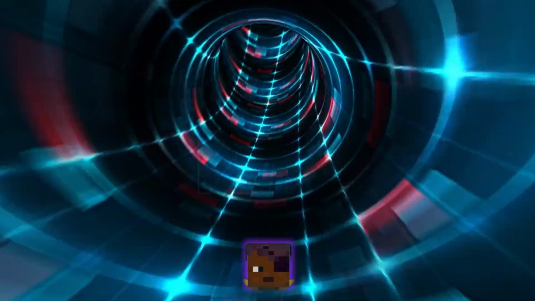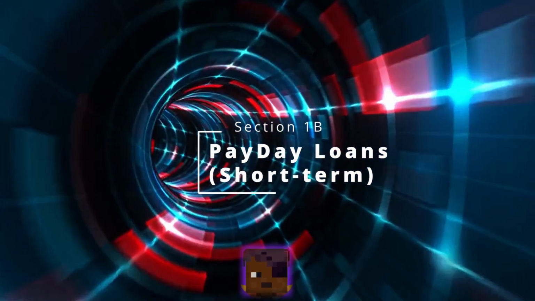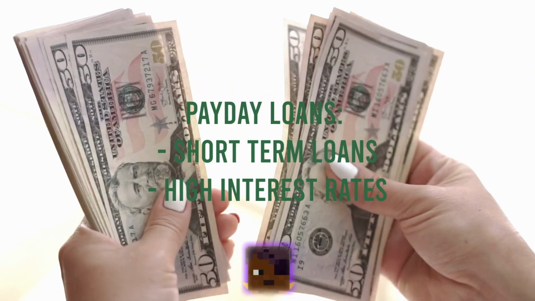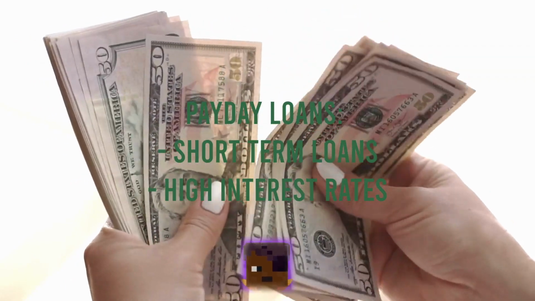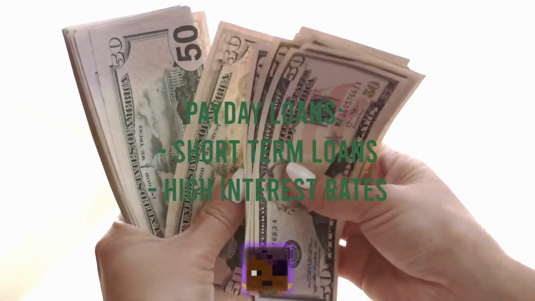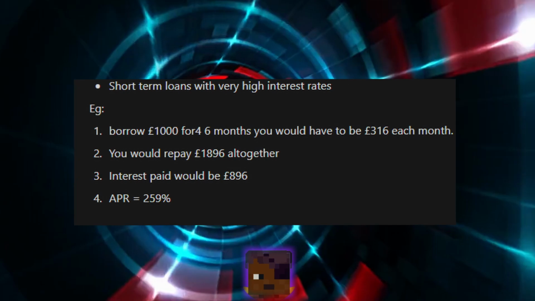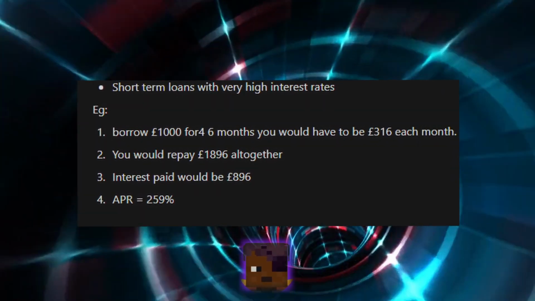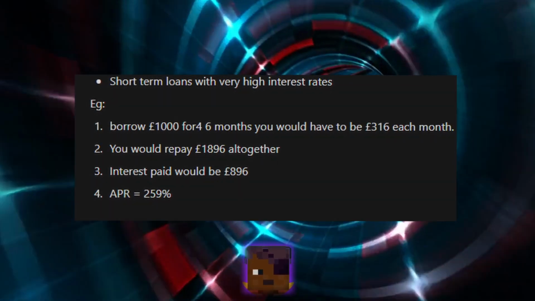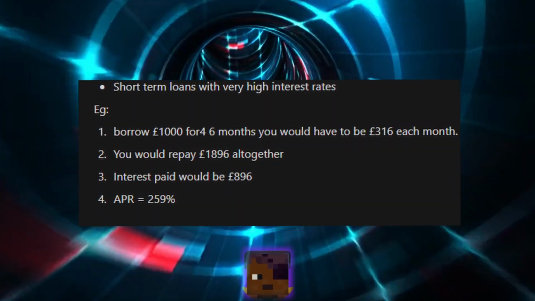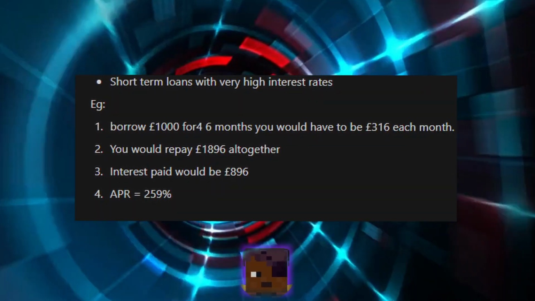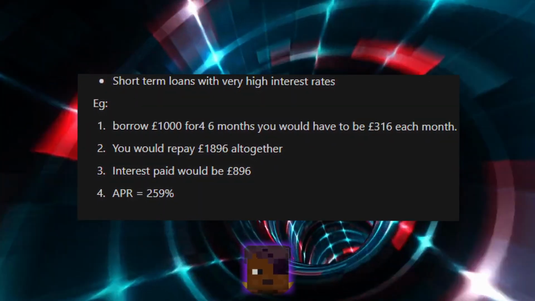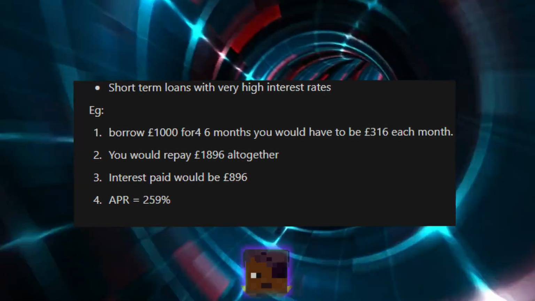Credit cards, however, tend to have very high interest rates, for example 20% APR, so they are an expensive way to borrow money. Next way of borrowing money are short-term or payday loans. Short-term loans are loans but with very high interest rates because you're paying them back in a short amount of time. Here's an example. You borrow £1,000 for 6 months. You'd have to pay £316 each month. Altogether, you would repay £1,896. Interest paid would be £896 and the APR would be 259%.